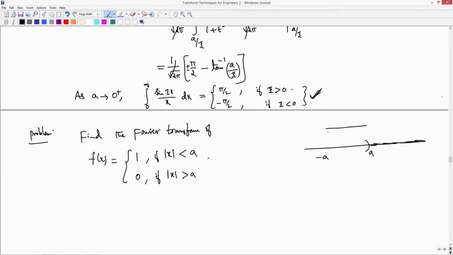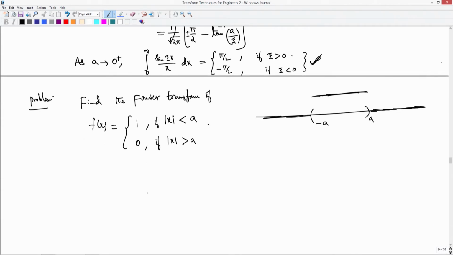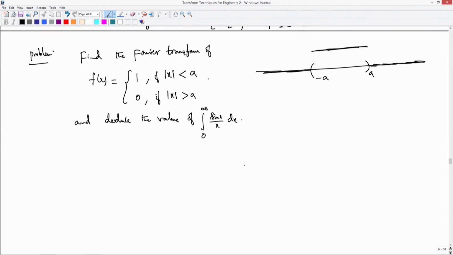This is 0 and this is 0, and you have 1 here. So, such a function, how do you find the Fourier transform? And then deduce the value of the integral 0 to infinity sin x by x dx. We can do this problem. So, solution.